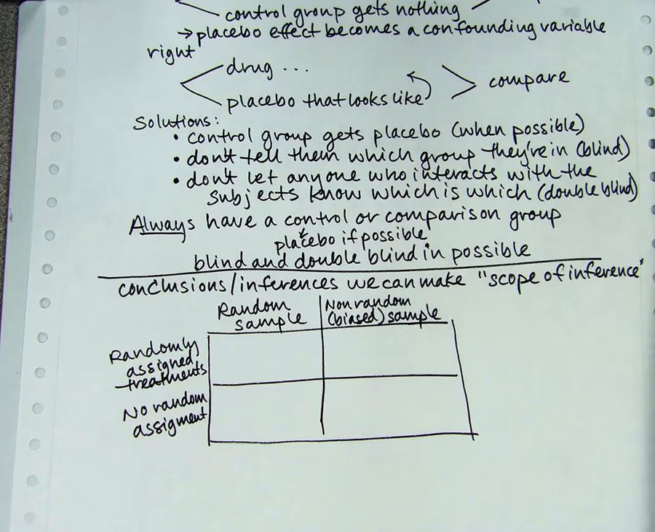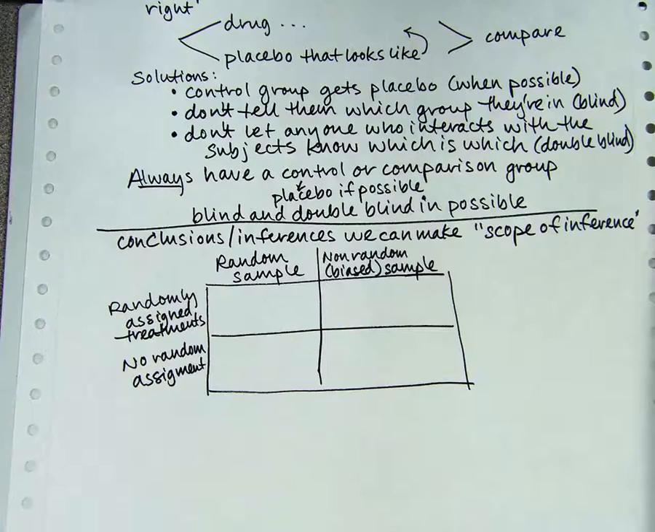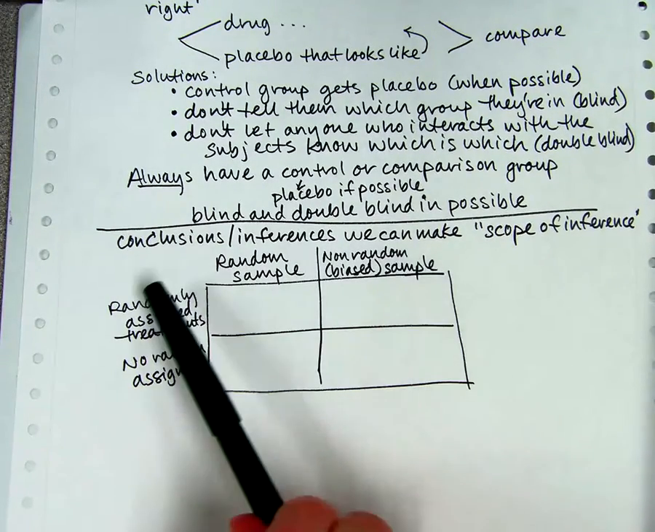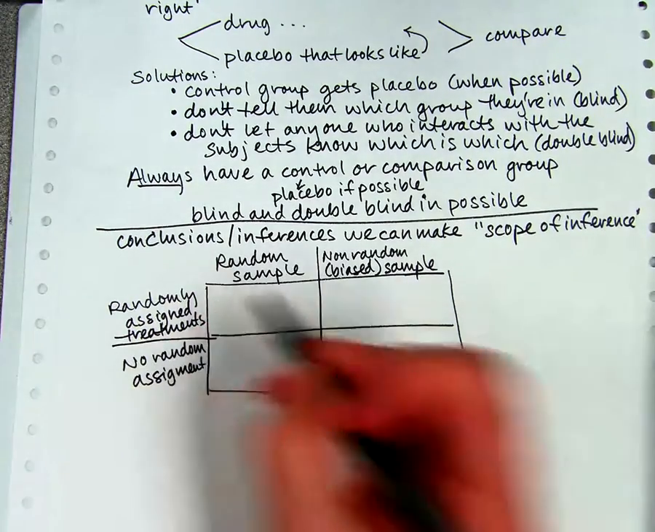So this is part 2, or like the very ending piece of the notes for 2D. I started the notes and then my video quit, so here we go. Here's the end. So what I'm talking about is random sample, non-random sample, randomly assigned treatments or not would determine the types of conclusions you can make in a study.